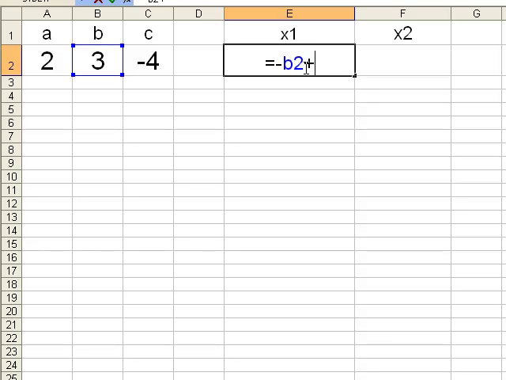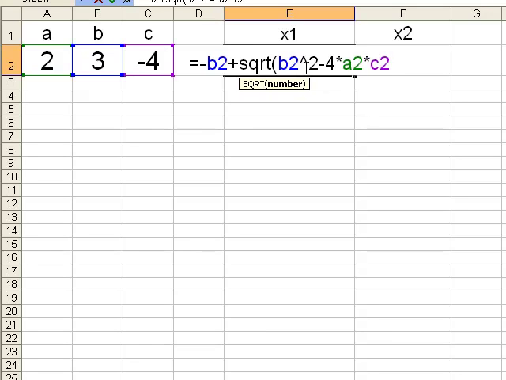And I'm going to go to plus sign this time, SQRT. And now I have to do B squared. So B2 squared minus 4 times A, which is in cell A2, times C, which is in cell C2. So there's my square root completed. Now, one thing I've noticed here is that I'm going to have to enclose this in brackets so that I get the whole top of my quadratic formula.